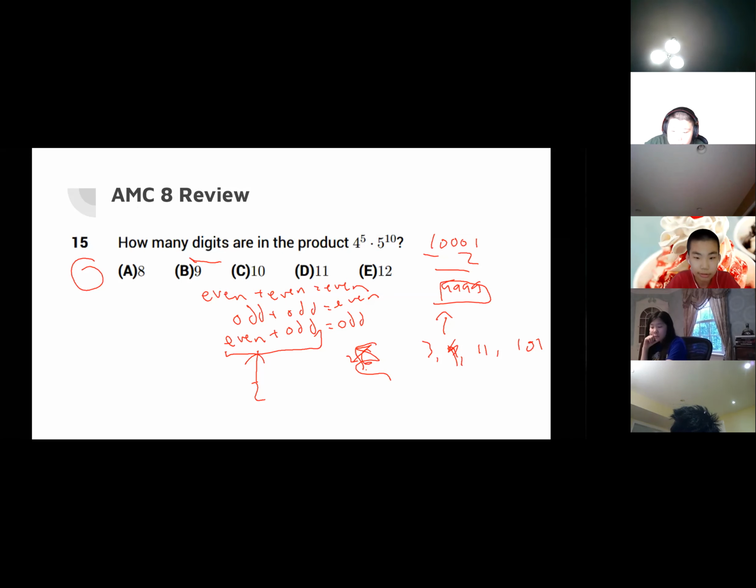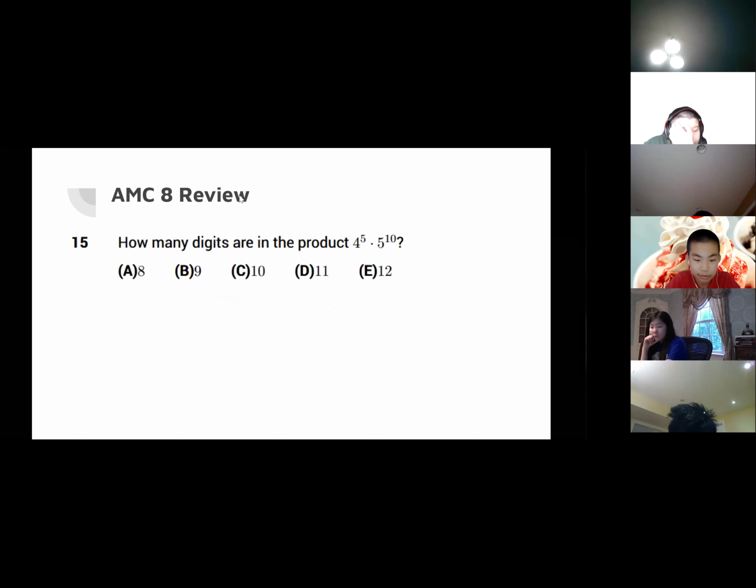So, number 15. How many digits are in the product 4 to the 5th times 5 to the 10? So, this one is not actually that hard. You don't have to calculate anything out because 4 to the 5th is equal to 2 to the 10. This is because it is equal to 2 squared to the 5th, which is equal to 2 to the 2 times 5, using the exponent rules.